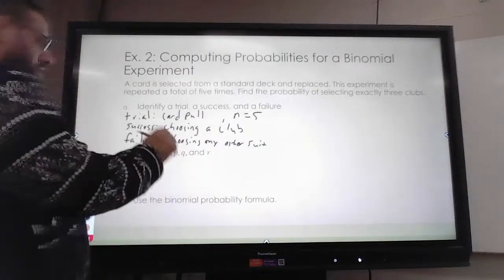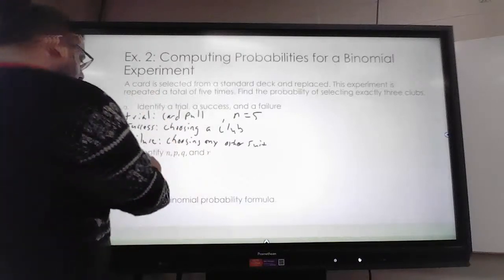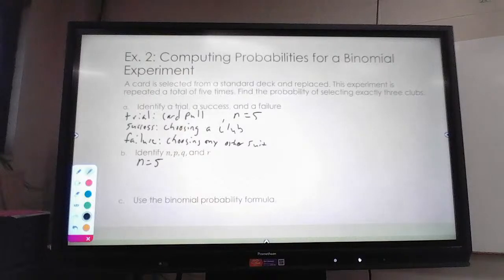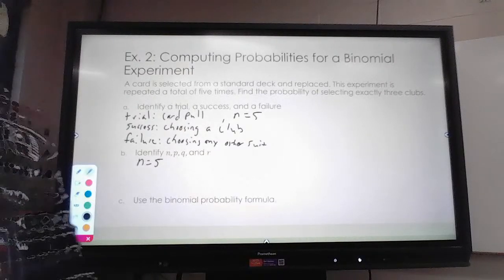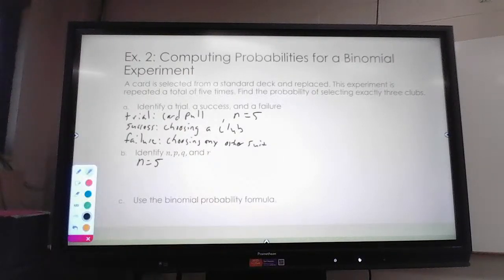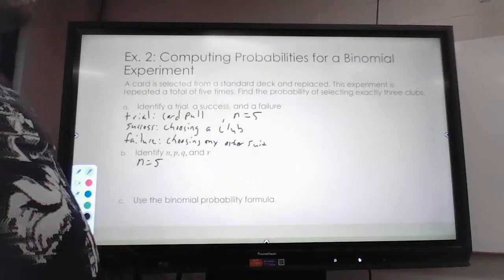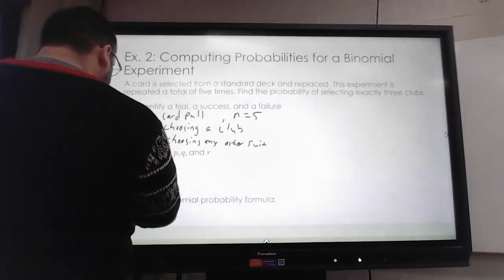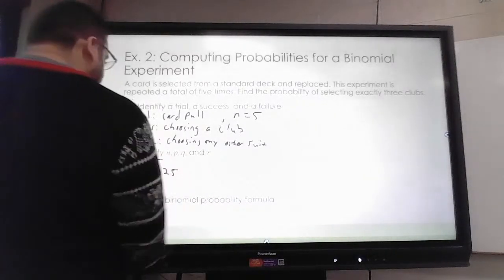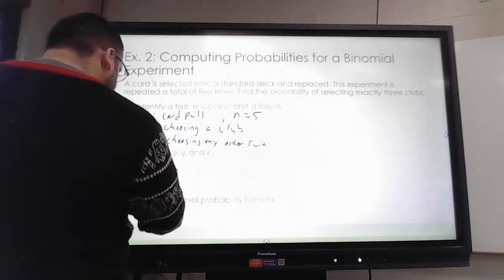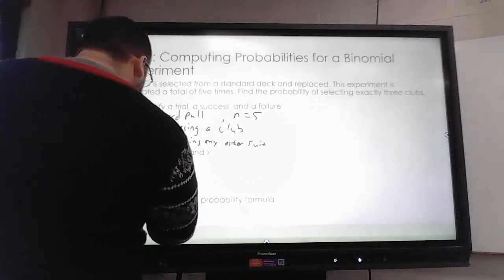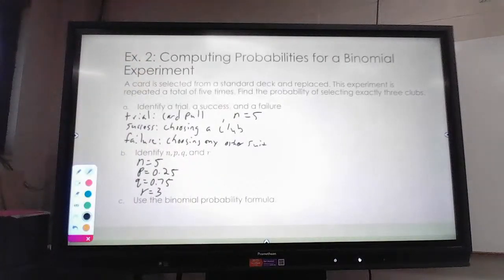So now we'll identify what our variables are for N, P, Q, and R. We already established that our N was 5. Now, what's our success rate? In a deck of cards, there are 4 suits, each of them having the same number of cards in them. 13 cards for each suit. So there are 13 clubs in a 52-card deck. That reduces to 1/4. So our success is 0.25, which means our failure is 0.75. And we want to find the probability of selecting exactly 3 clubs.